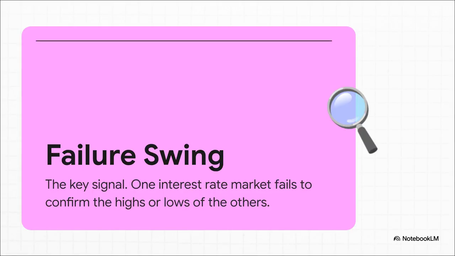The main signal we're actually hunting for within this triad is something called a failure swing. This is the golden ticket.